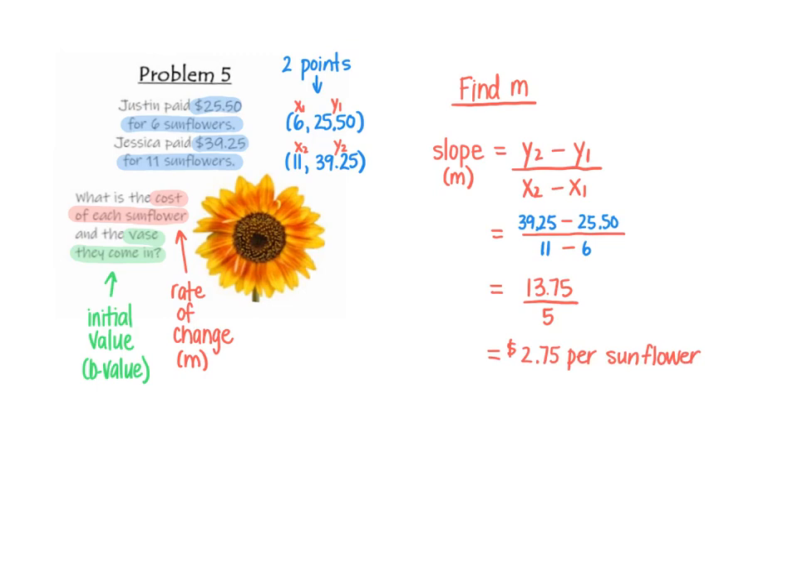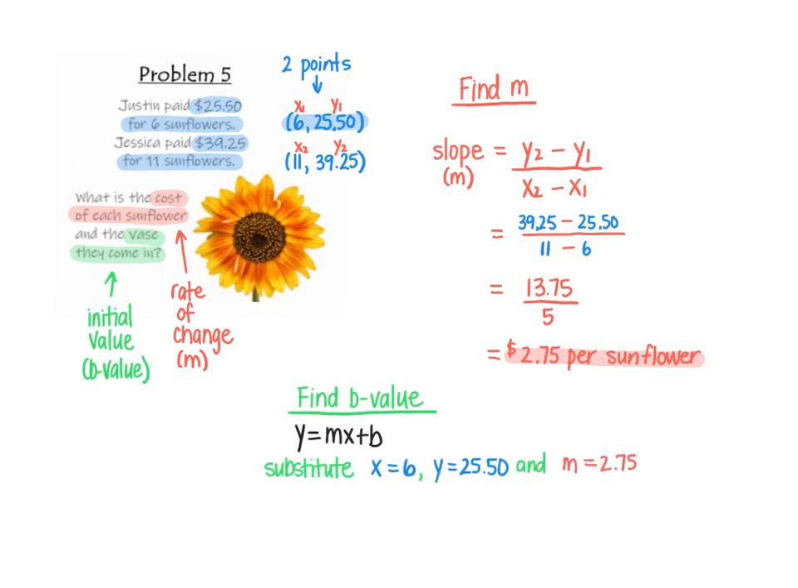We'll use this cost per sunflower along with one of our points in order to find out our b value. We will substitute the known information into y equals mx plus b. We can use the first point so that our y value will be $25.50. Our m value will be $2.75. Our x value will be 6, and we'll add b to the end so that we can determine its value.